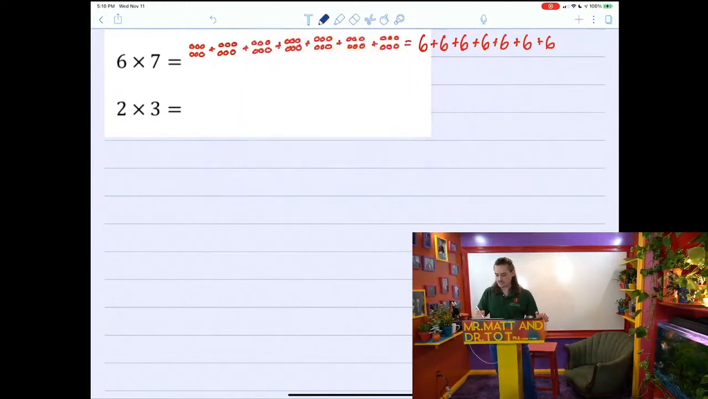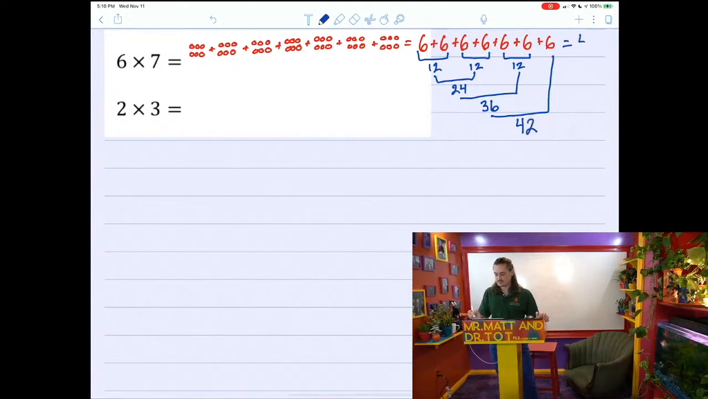So 6 plus 6 is 12. So for each pair, I can write out a sum of 12. 12 plus 12 is 24. 24 plus 12 is 36. 36 plus 6 is 42. So 7 times 6 is equal to 42.